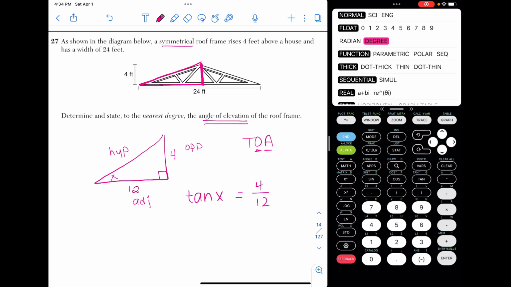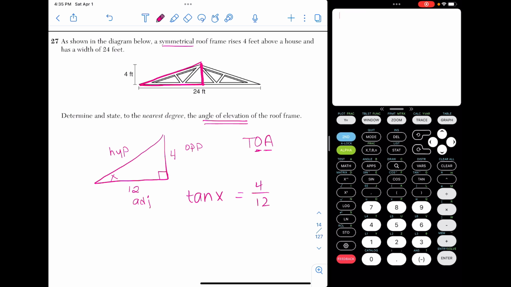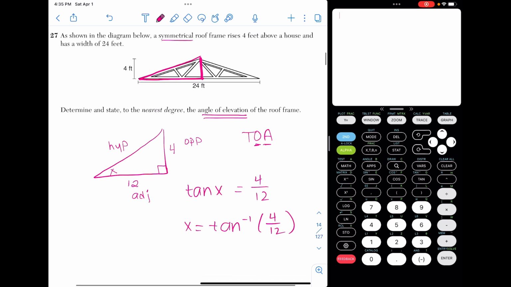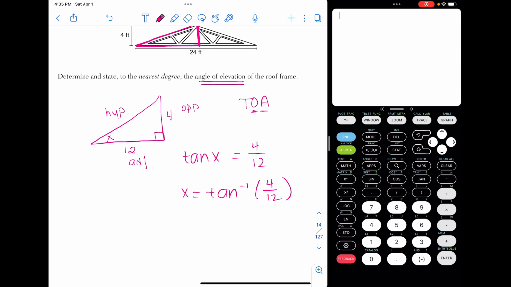All right, to quit out of this, I'm going to hit second mode to go back to my main screen. And since I'm finding an angle, this is an inverse operation. So to find x, I have to do inverse tangent of 4/12. Anytime you're looking for an angle, you need to do an inverse. So to get that in the calculator, I'm going to hit the second button and then the tangent button, and there's that inverse tangent. Now I can type in my fraction. So 4/12.